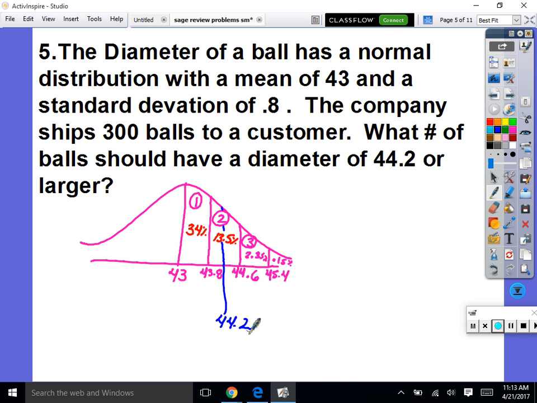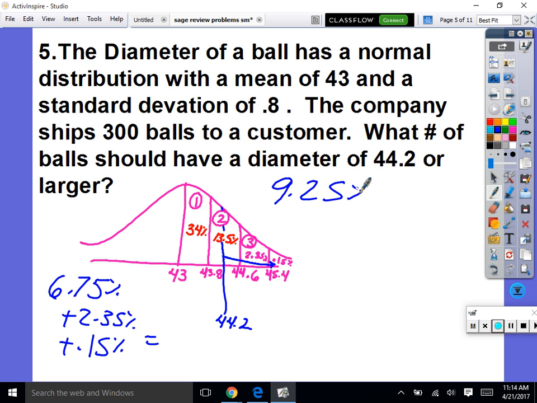Because it's the halfway distance, that's exactly what they're wanting you to do, is think a little bit deeply about this problem. It says a diameter of 44.2 or larger, so that would be from here up. So add up those percents. You'll do 13.5 divided by 2, so 6.75% plus 2.35% plus 0.15%. That's how many percent we can expect. So 9.25% we can expect. Now that's not our answer.